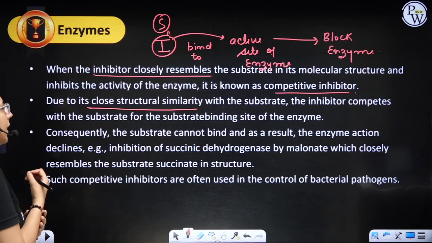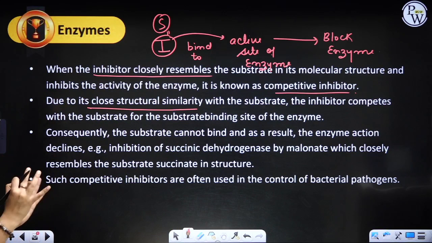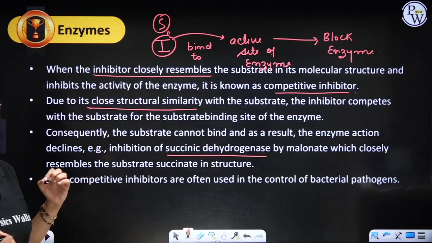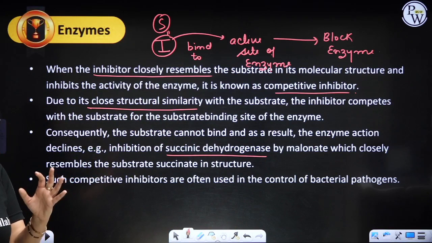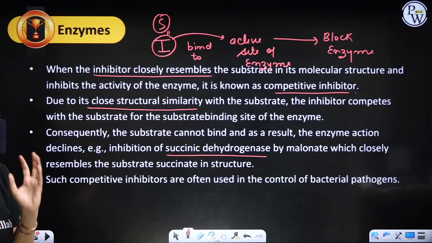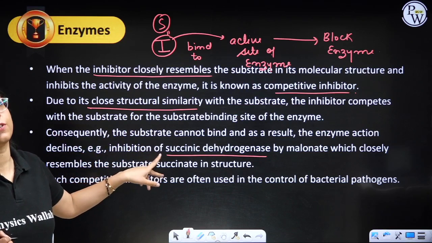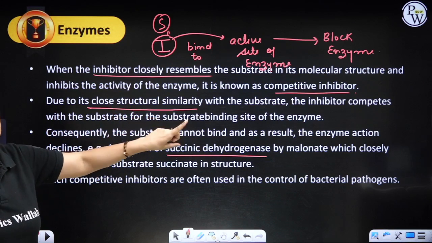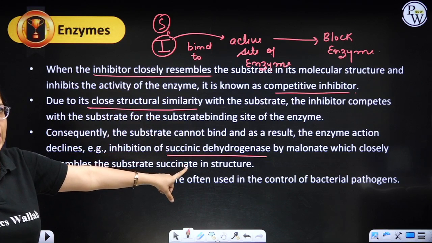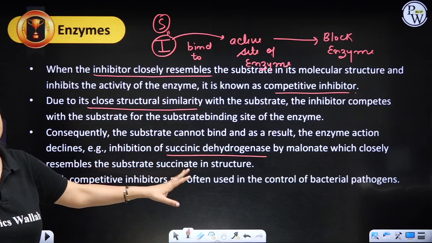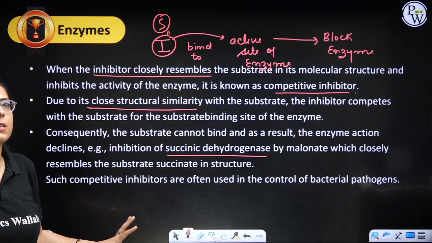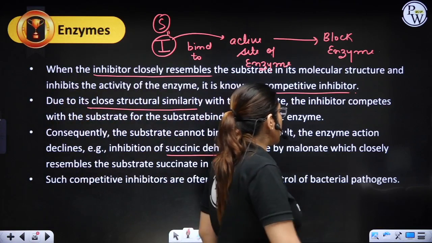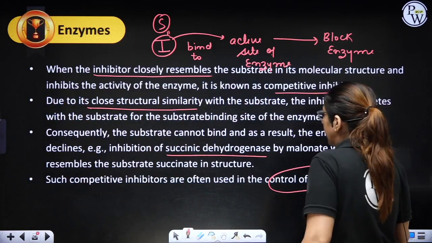In this case, a very beautiful example is the inhibition of succinic dehydrogenase. This is an enzyme which is inhibited by malonate, and it resembles the substrate, which is succinate. If you look at the structure of succinate and malonate, they are very similar to each other. Whenever this malonate binds to the succinic dehydrogenase, the product is not formed. So this is termed a competitive inhibitor, and this competitive inhibitor is found to control bacterial pathogens.